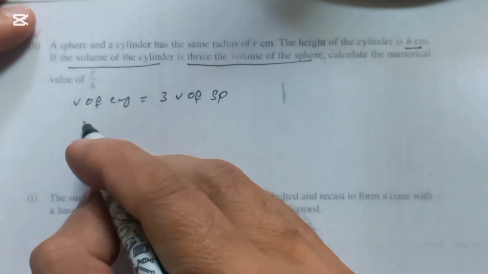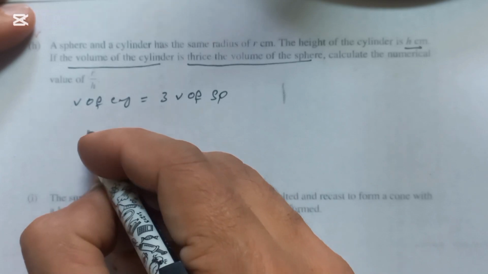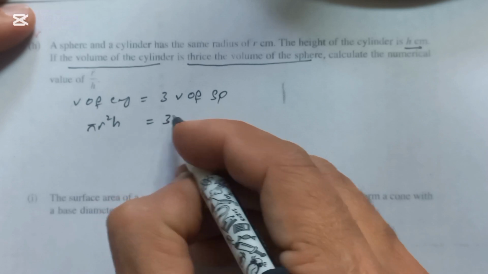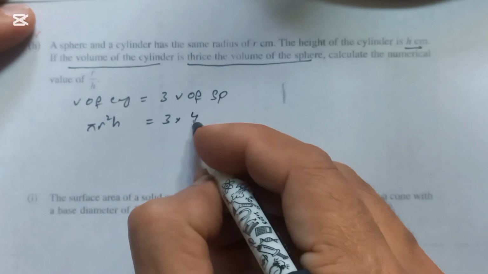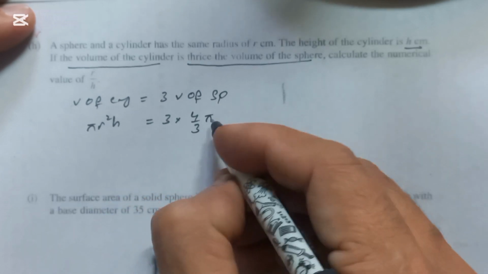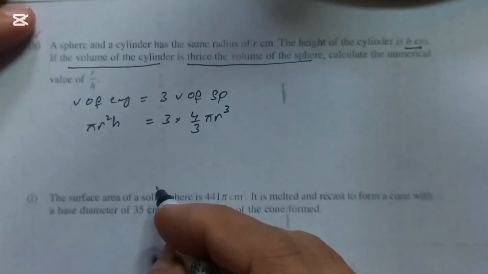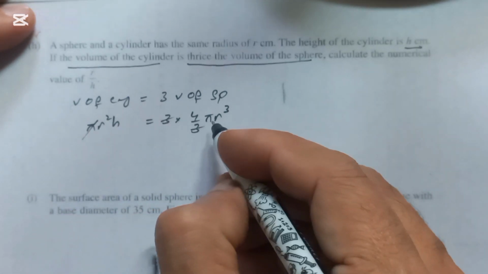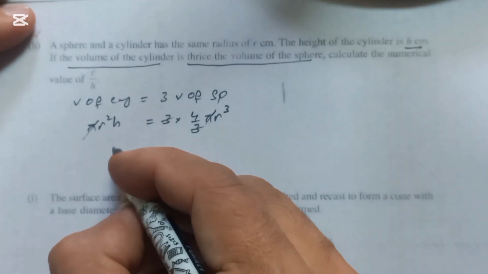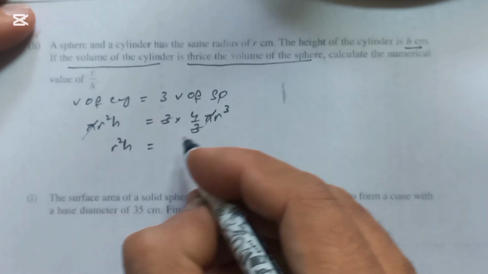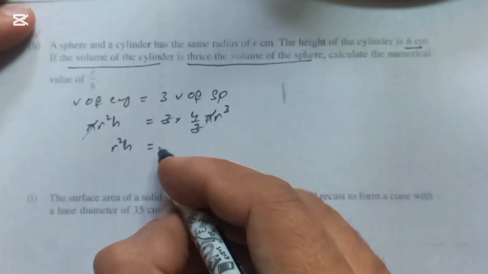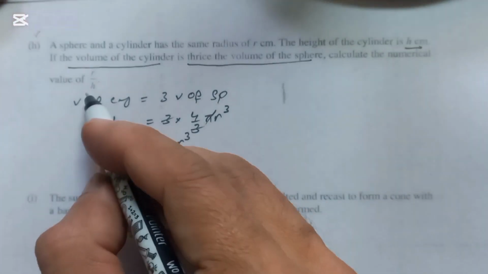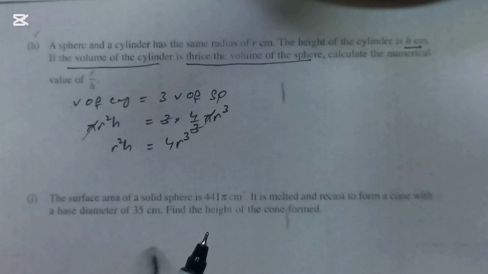Now put the values in this formula. Volume of cylinder will be pi r square h. This 3 will remain as it is, and the volume of the sphere's formula is 4 by 3 pi r cube. This 3 will be cancelled by this. Pi will be cancelled on both sides. So on the left side we have now r square h, and on the right side we have now 4r cube. Requirement is to calculate the numerical value of r over h.